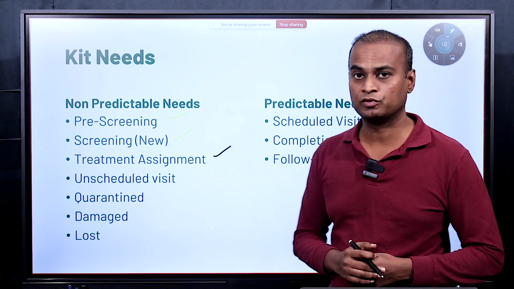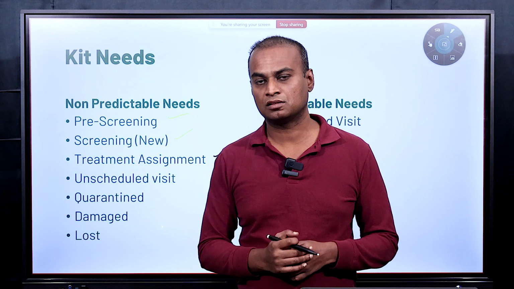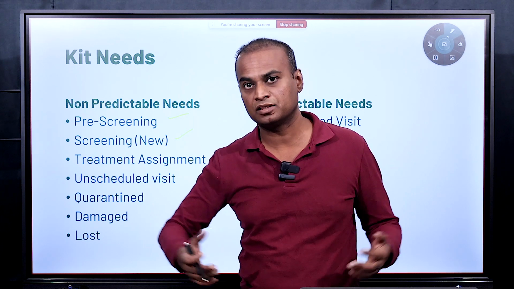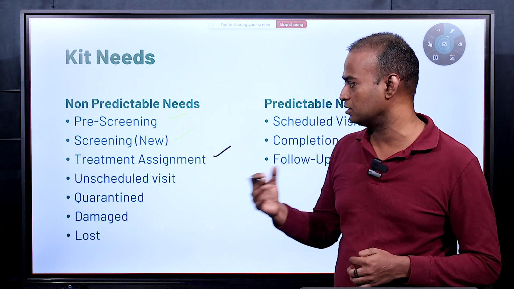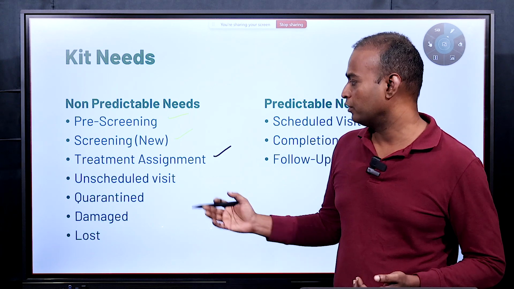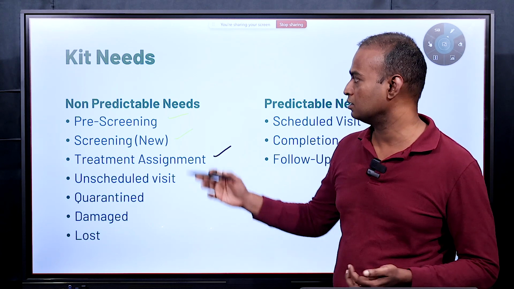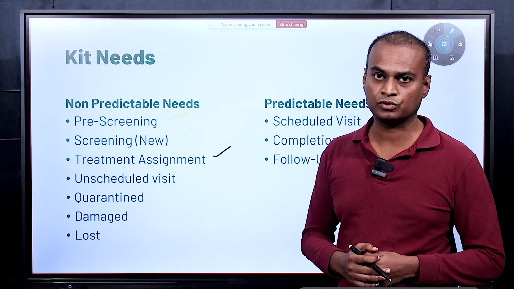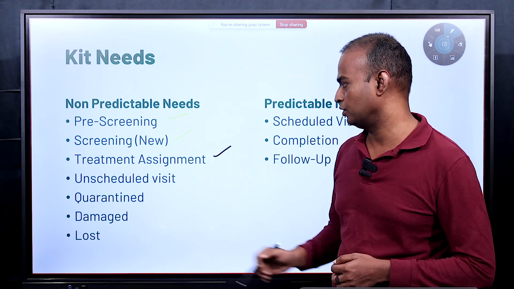Next one is unscheduled visit. We don't know when the patient comes for an unscheduled visit and why the patient comes for an unscheduled visit. When the visit is unscheduled, you don't know when the patient comes. That's the reason unscheduled visit is also included under non-predictable need.